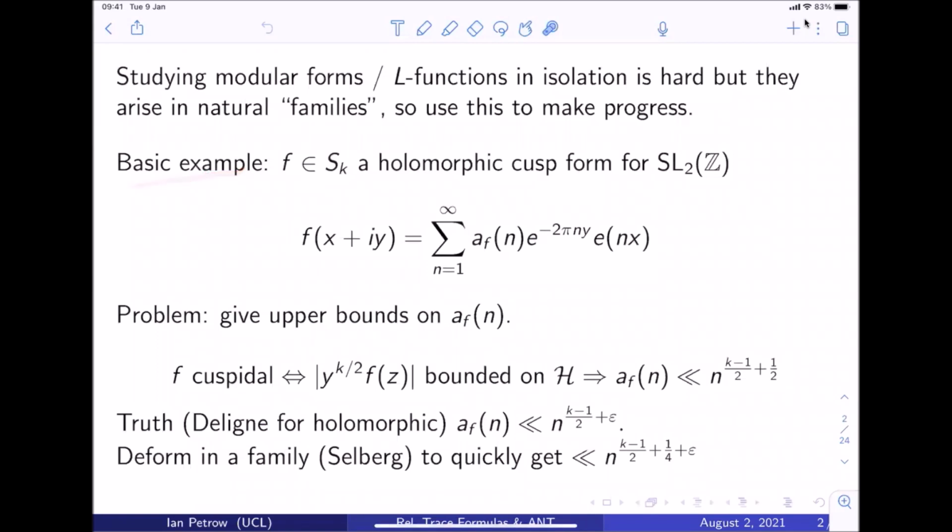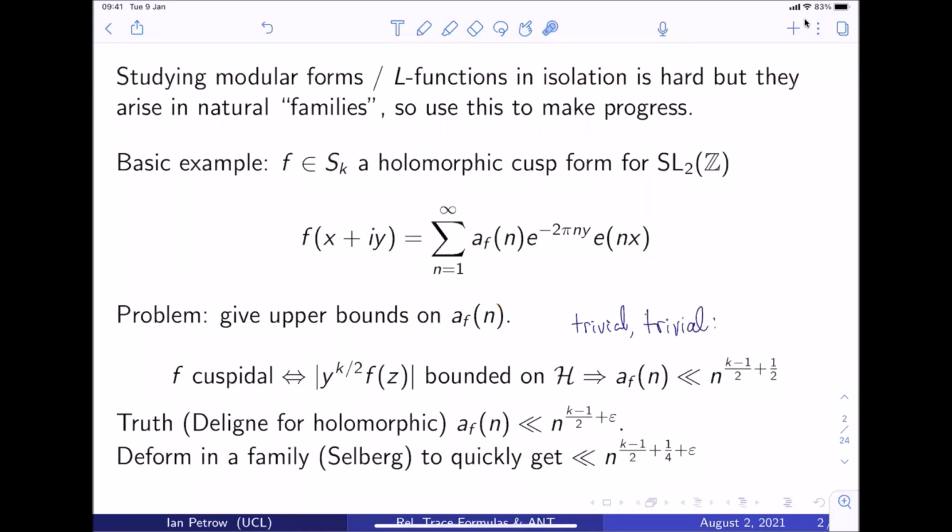Probably the most basic example: if I take f to be any holomorphic cusp form, say of weight k for the full modular group, it has a Fourier expansion of this sort. And let's take the problem of how to give a non-trivial upper bound for these Fourier coefficients. So maybe the very first way would be the double trivial bound.